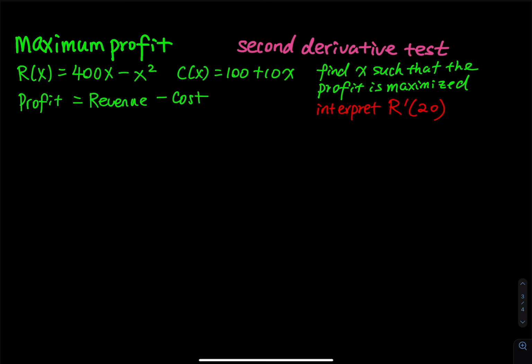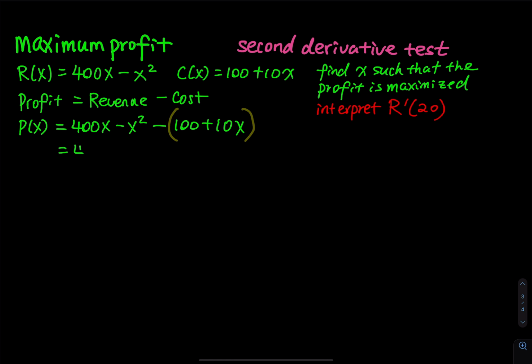All right, so let's write the P of x. We have P of x equals revenue, so 400x minus x squared, subtract the cost function 100 plus 10x. Be sure to use a parenthesis because you will have to distribute your minus to the 10x, right? So don't forget the parenthesis. So we have 400x minus 10x, that equals 390x, and then minus x squared and then minus 100. So that is my profit function.